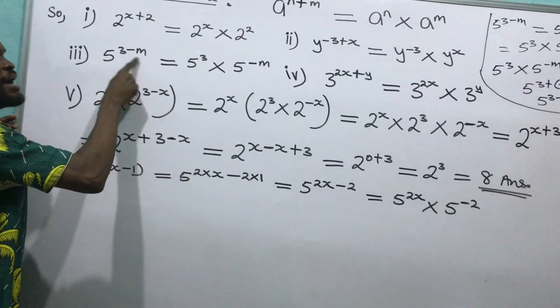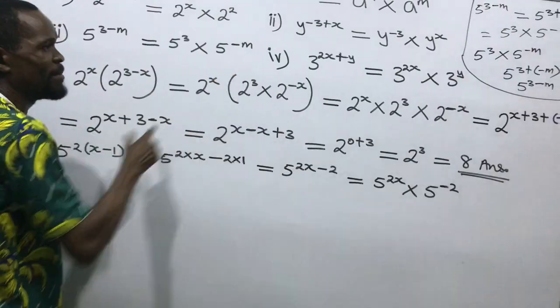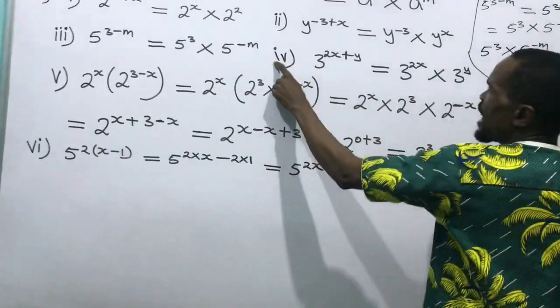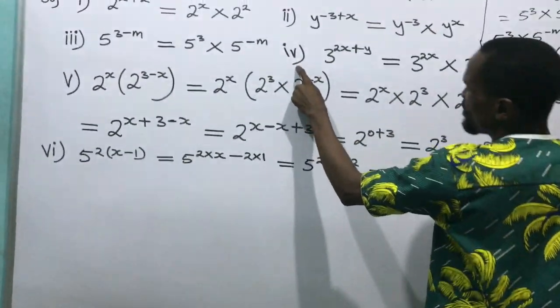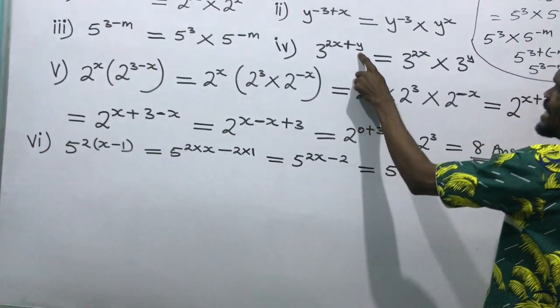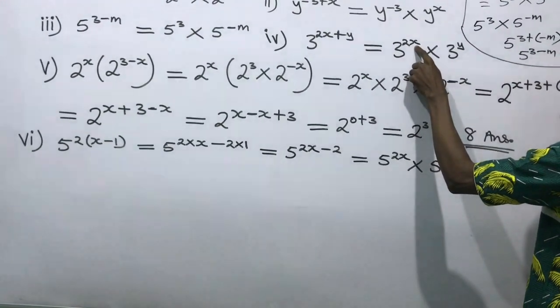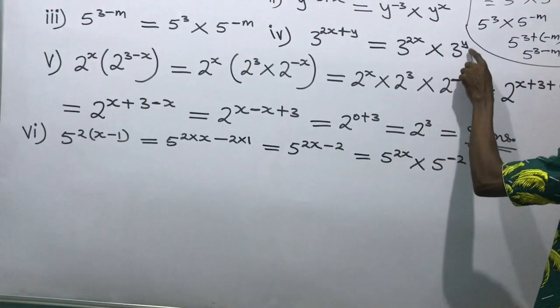3 minus m is equal to 5 raised to the power 3 times 5 raised to the power minus m. Coming to equation number 4, IV: 3 raised to the power 2x plus y can simply be written as 3 raised to the power 2x times 3 raised to the power y.